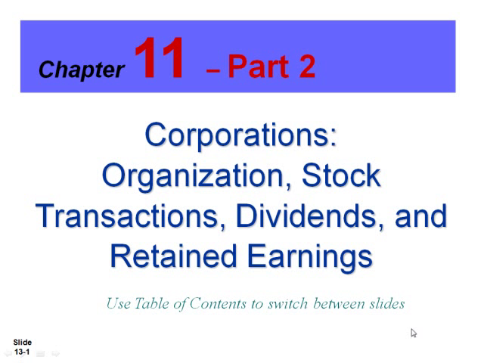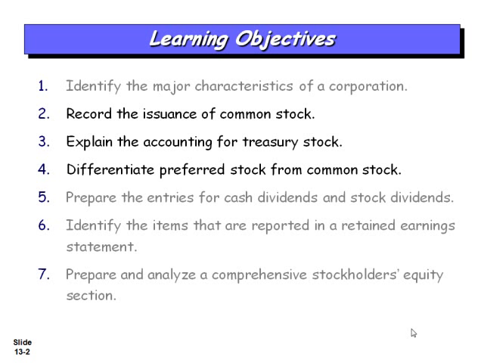Hi, welcome to Chapter 11, Part 2, all about corporations, how they're organized, the stock transactions, dividends, and retained earnings. In Part 2, we're going to look at issuing common stock, accounting for treasury stock, and some differences between preferred and common.